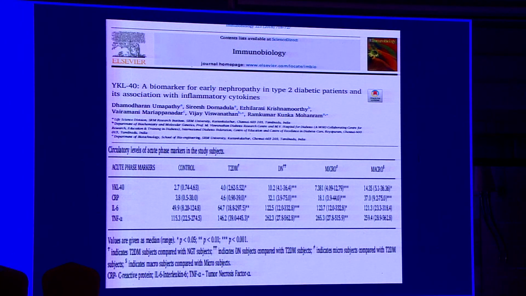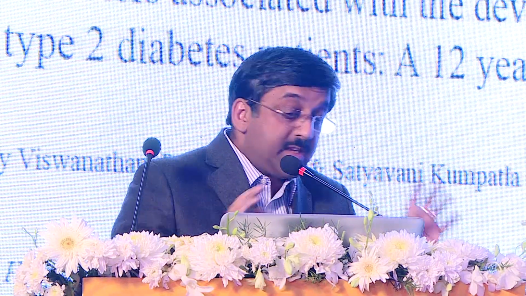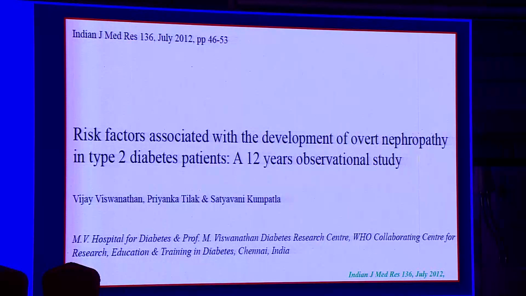And this is a cytokine. So we found that YKL40 is an inflammatory cytokine which is associated with diabetic nephropathy. Having said that, we published this very good study in the Indian Journal of Medical Research, which is the official journal of the ICMR, where Priyanka showed what happens if you follow patients for 12 years.